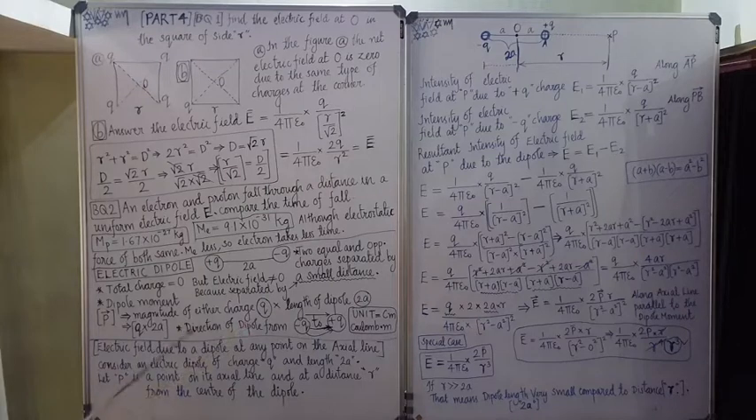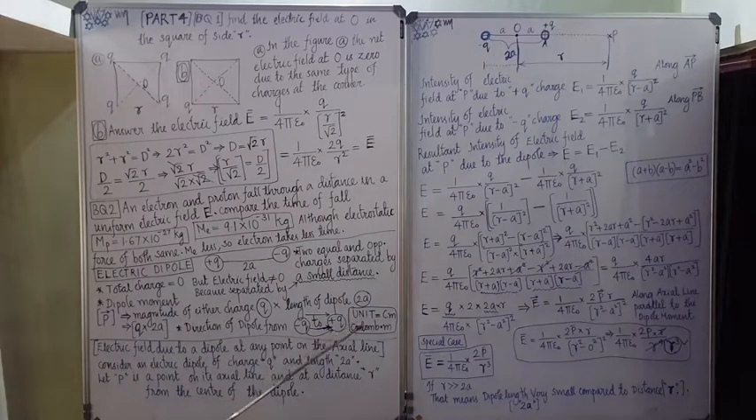Then comes the direction of the dipole. The field lines emerge from plus q and converge in minus q, and the dipole is in the opposite direction. The direction of the dipole is from negative to positive q. That is the direction of the dipole. Just remember that the dipole direction is opposite to the electric field lines direction.